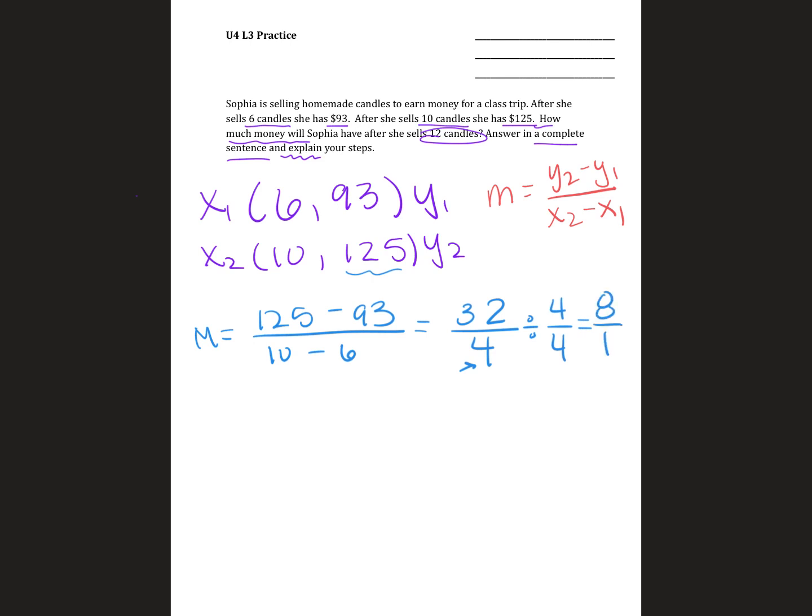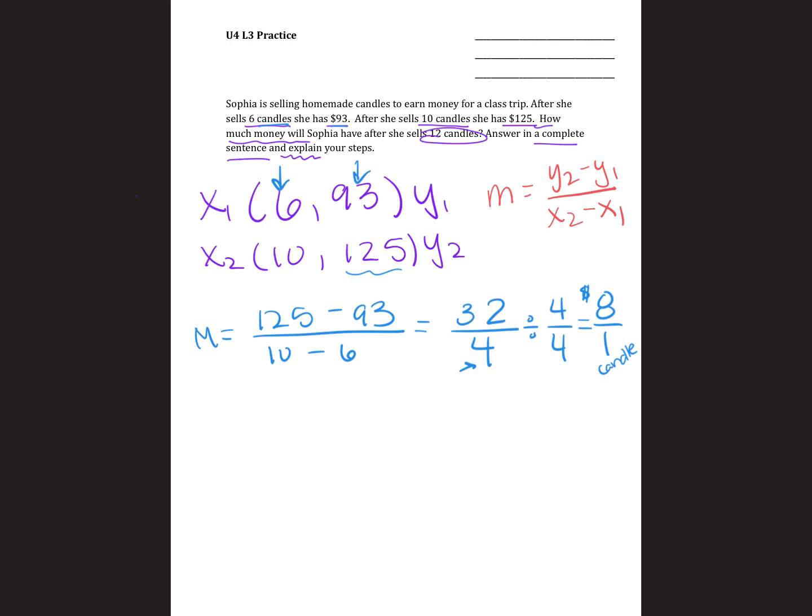So my question to you is 8 what? 1 what? What do these numbers stand for? And remember, we're only working with candles and money. So Y is on top. Y is the money. So this 8 stands for $8. That means the 1 which is on bottom is our X. That means the candle. So Sophia makes $8 for each candle that she sells.